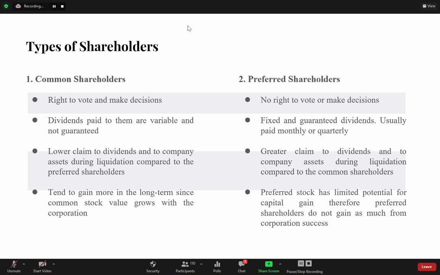The preferred stock doesn't appreciate in value as much as the common stock does when a company succeeds. Usually, from what I read, when you sell preferred stock, you usually sell it for about as much as you bought it for. But on the side of common stock, it appreciates.